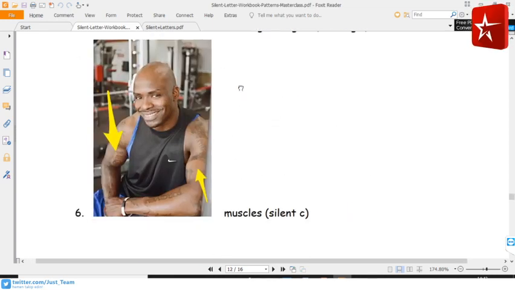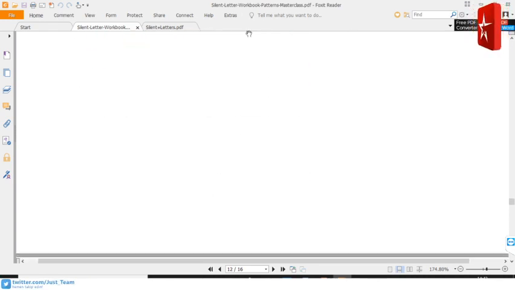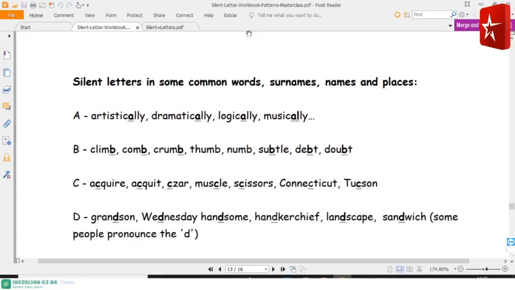Okay, next one, muscle or muscles. Yes, silent C here we have. Okay, or another word, congratulations. For example, when I have a group lesson with my students, I ask them how they can pronounce congratulations. Most of the time, they fail to pronounce the word correctly.